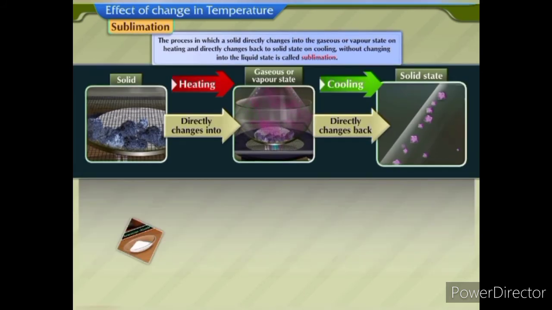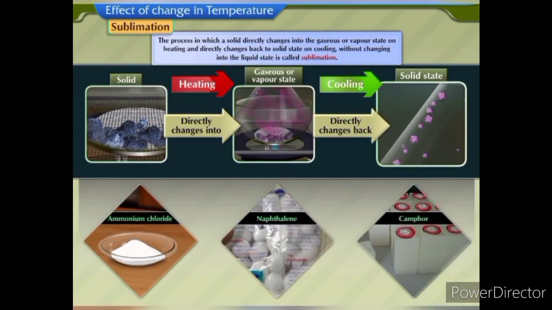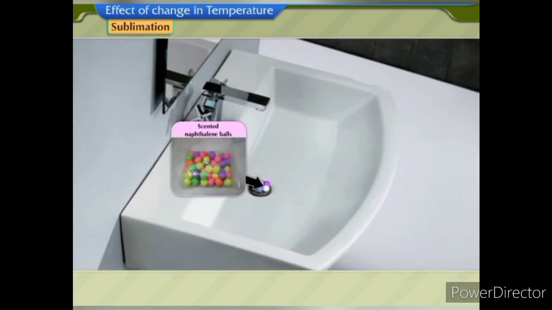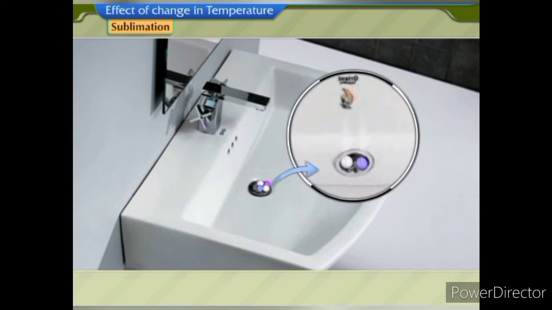Substances like ammonium chloride, naphthalene and camphor exhibit the property of sublimation. We often keep scented naphthalene balls in toilets so that when they sublime, they would release fragrance in the air.